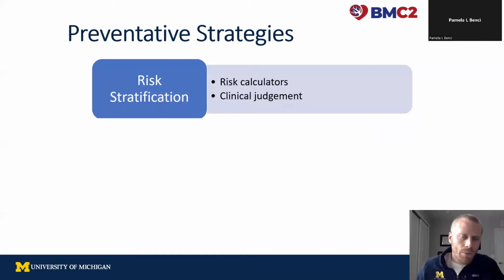So what can we do to prevent our patients from getting contrast-associated AKI? Well, I think it really starts with risk stratification. We need to identify those patients who are at risk. There are some risk calculators that we can use that I'll get into a little bit later. And then there's obviously clinical judgment, identifying those patients who are on medications, who have preoperative renal insufficiency, etc.